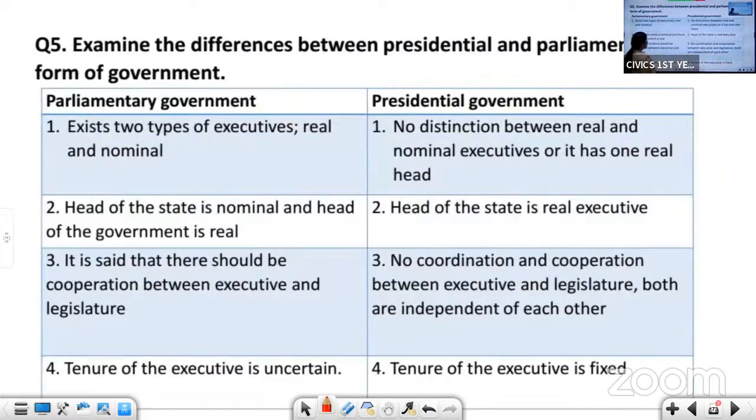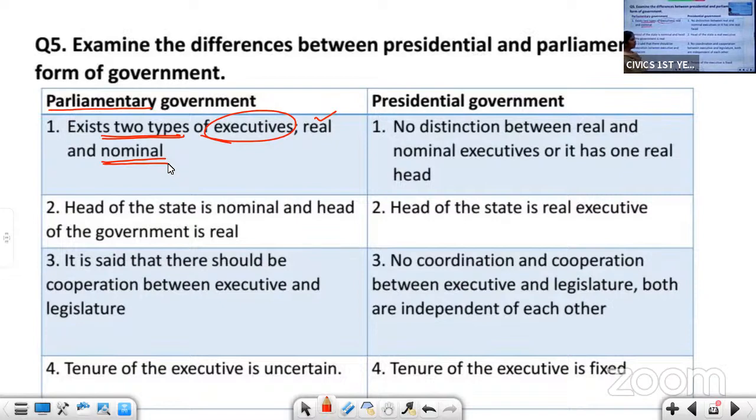Now, let us see the next one, that is differences between presidential and parliamentary form of government. In parliamentary form of government, see, when we discuss the merits and demerits, I told you in parliamentary form of government, there exist two types of executives. One is the real executive and another is nominal. So in parliamentary system, you have two executives, real and nominal.